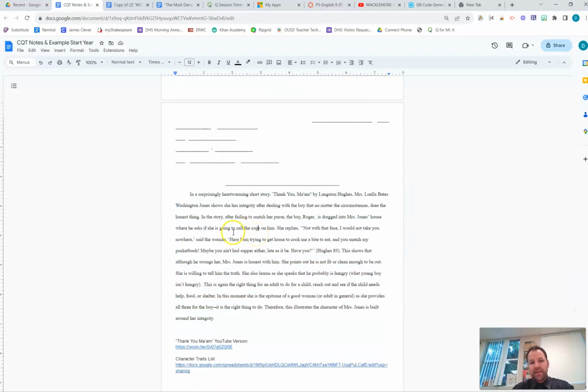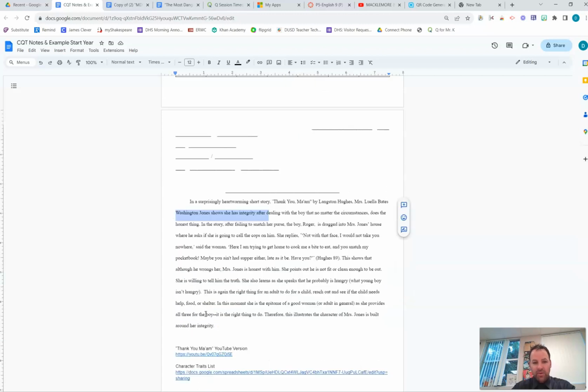So we know a CQT should have a topic sentence that mentions Washington Jones, her character trait, integrity. We know it should have a setup or an introduction. It should have context. It should provide context for the evidence. Where did the quote come from, who was involved, and what was going on, right? Then it should have evidence, of course. Lastly, hopefully we'll talk about this a little more in the video, but it should have a strong explanation of the evidence, all right, that ties back in to your topic sentence, character and trait. Okay, so how do we pull this apart?